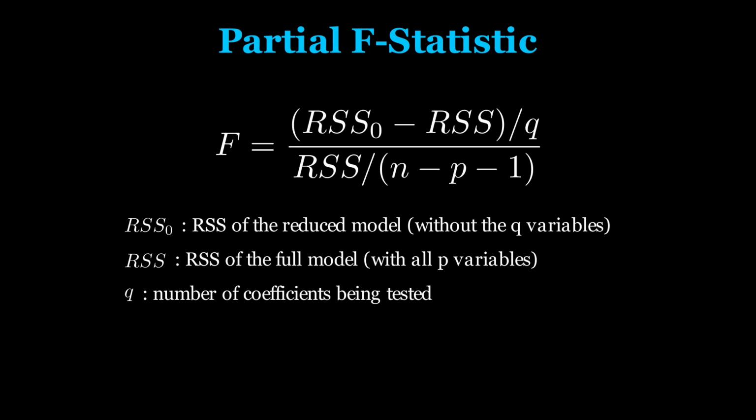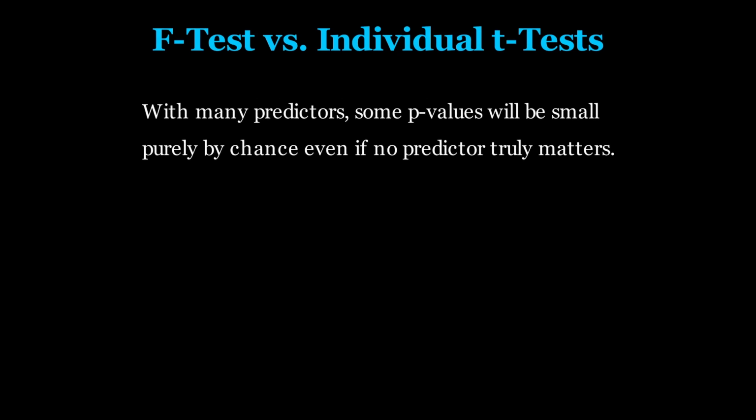Why do we need the F-test if we already have individual t-tests for each coefficient? The answer comes down to false positives. When we run many individual t-tests, some p-values will fall below the significance threshold purely by chance. This is a false positive.